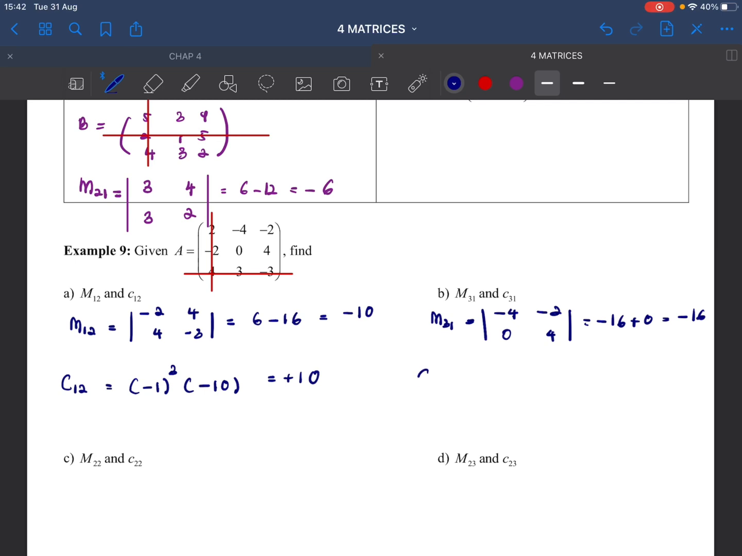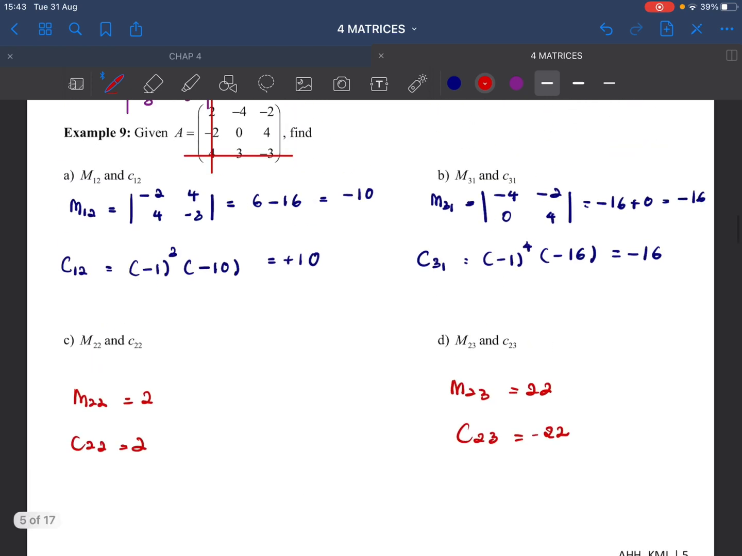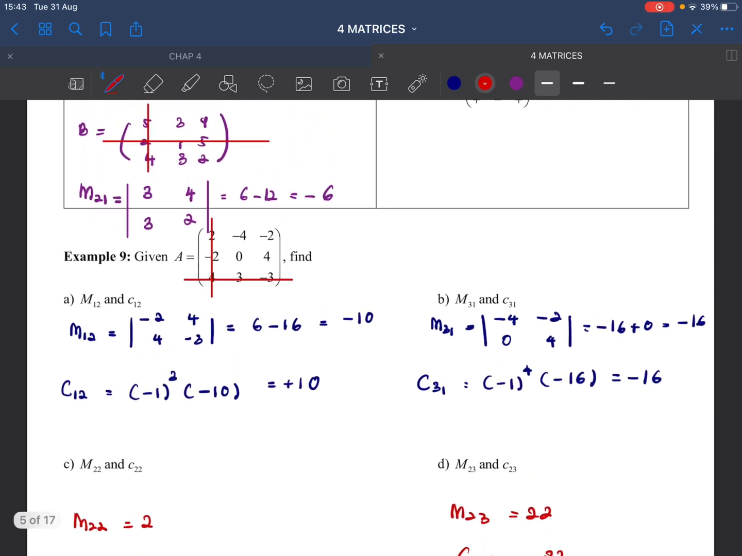Okay, so to find the cofactor C31 equals to, use the formula negative 1 to the power of 4 times by negative 16. So here you will get positive. So positive, negative, we are going to get negative 16. Okay, so both of these you can DIY, which is your minor is 22. Your minor is 2. C22 is also 2. This one is 22 as well. Negative 22. Okay, sila DIY kan sendiri. So now we already know how to find minor and cofactor.